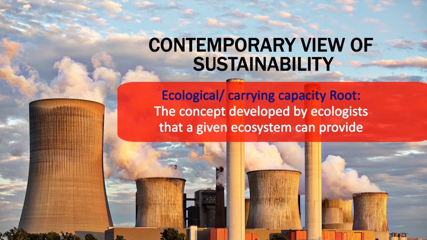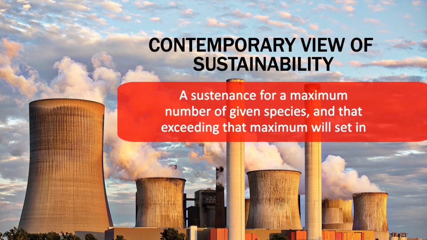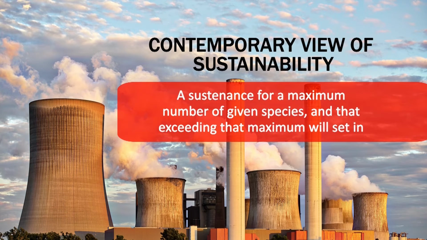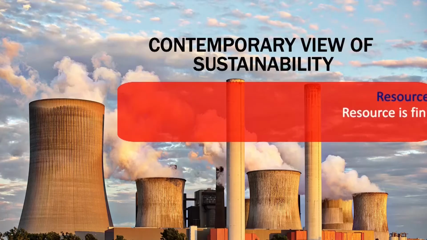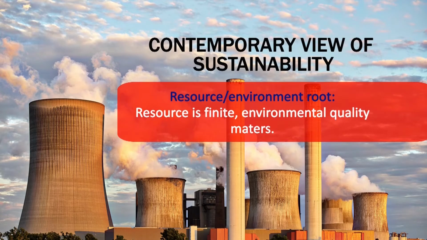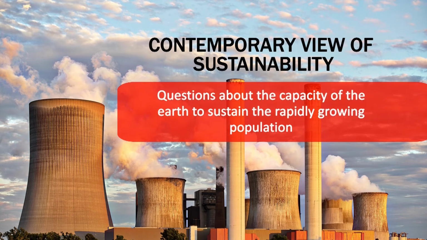The concept of this ecological or carrying capacity root was developed by ecologists: that a given ecosystem can provide sustenance for a maximum number of a given species, and that exceeding that maximum will set in motion a chain of events, even cutting the population back to or below the maximum. That is the heart of carrying capacity. Then comes the resource environment root. Resource is finite, as you know. Environment quality matters. This question is about the capacity of Earth to sustain the rapidly growing population. So this concept talks about the capacity of Earth versus population.